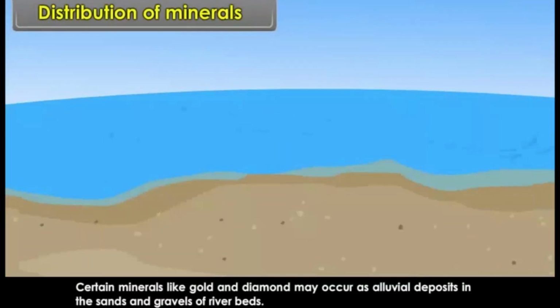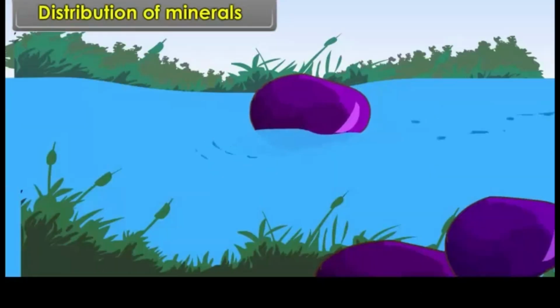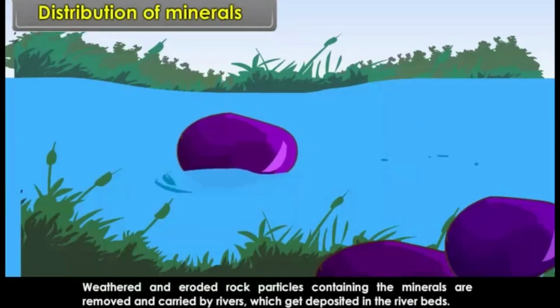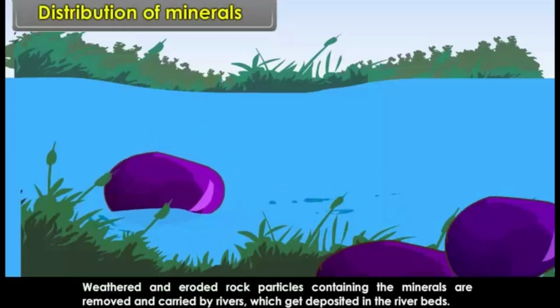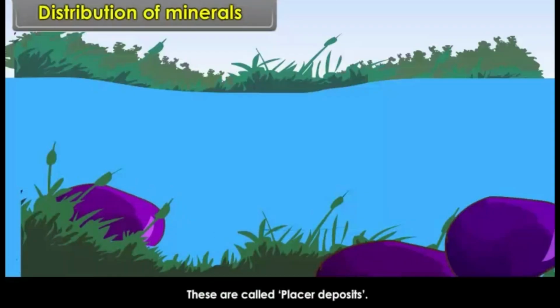Certain minerals like gold and diamond may occur as alluvial deposits in the sands and gravels of river beds. Weathered and eroded rock particles containing the minerals are removed and carried by rivers, which get deposited in the river beds. These are called placer deposits.